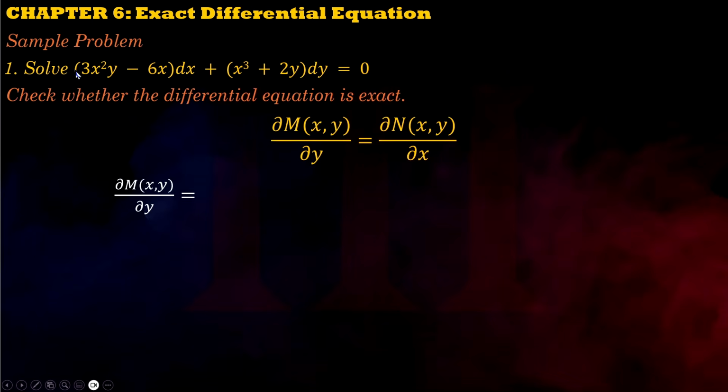So first, we copy this term, which is 3x squared y minus 6x, and we have to differentiate with respect to y. If it's with respect to y, we must consider x as a constant.